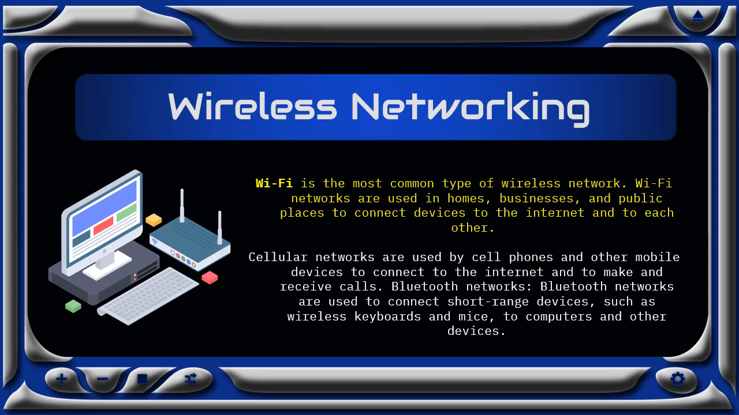Cellular networks are used by cell phones and other mobile devices to connect to the internet and to make and receive calls. Bluetooth networks are used to connect short-range devices such as wireless keyboards and mice to computers and other devices.